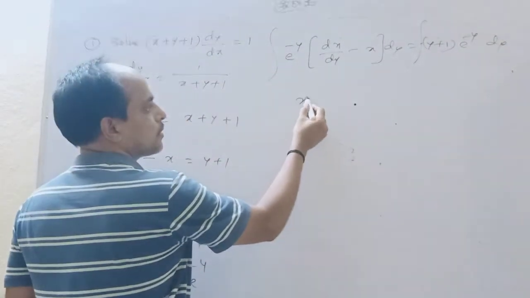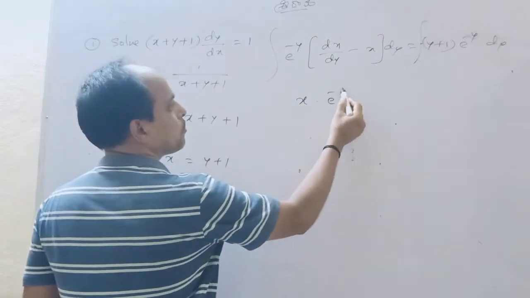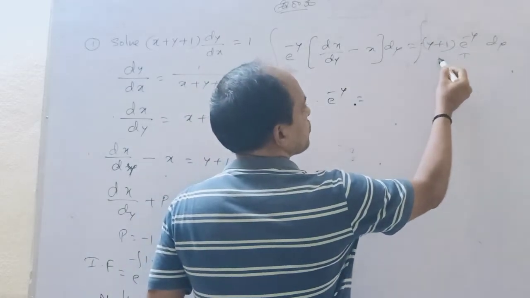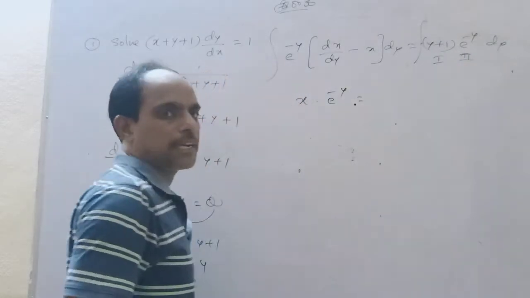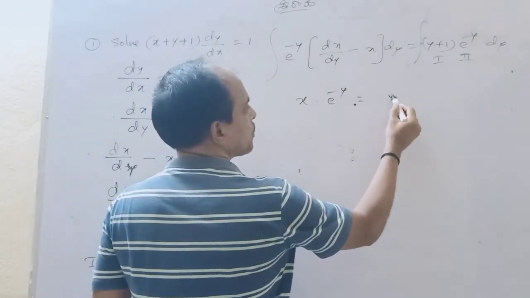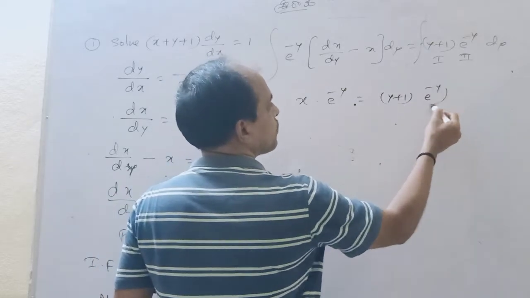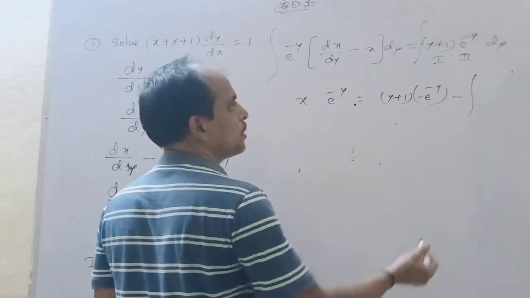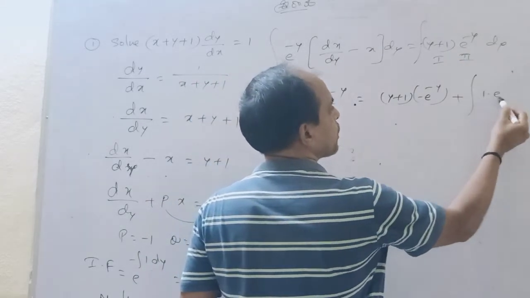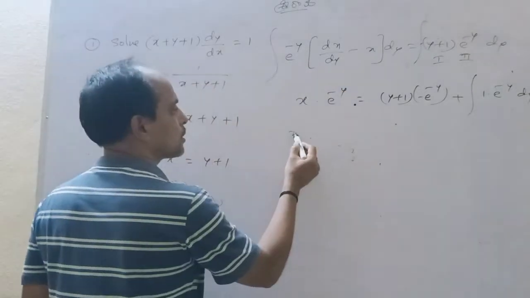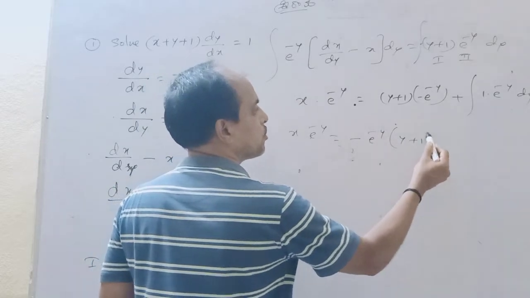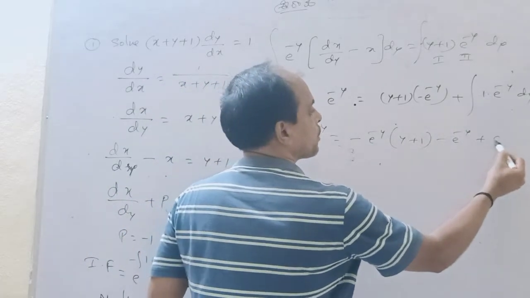left hand side, that is x into e to the power of minus y, and right hand side we can do by using integration by parts. This is the first function, this one is the second function. Now (y + 1) into first function into integral of second function minus integral of derivative of first function into integral of second function. So x e^(-y) = -e^(-y)(y + 1) - e^(-y) + c.